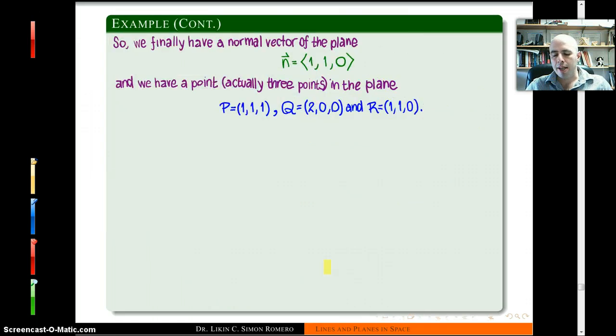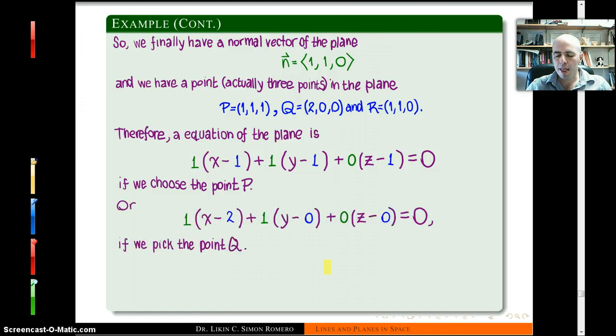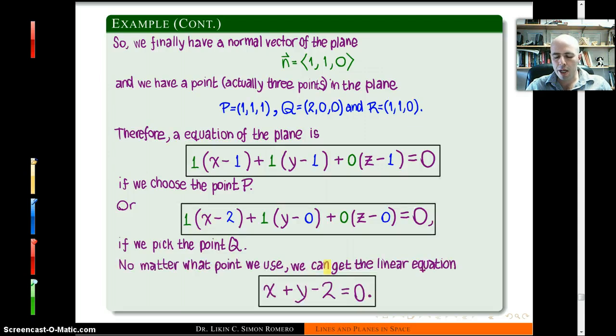So finally we have a normal vector of the plane, and we actually have 3 points in the plane. So we just pick one. The equation of the plane will be this one over here. If we choose the point P, or if we choose the point Q, no matter which one you pick, when we take the linear equation it will be the same.